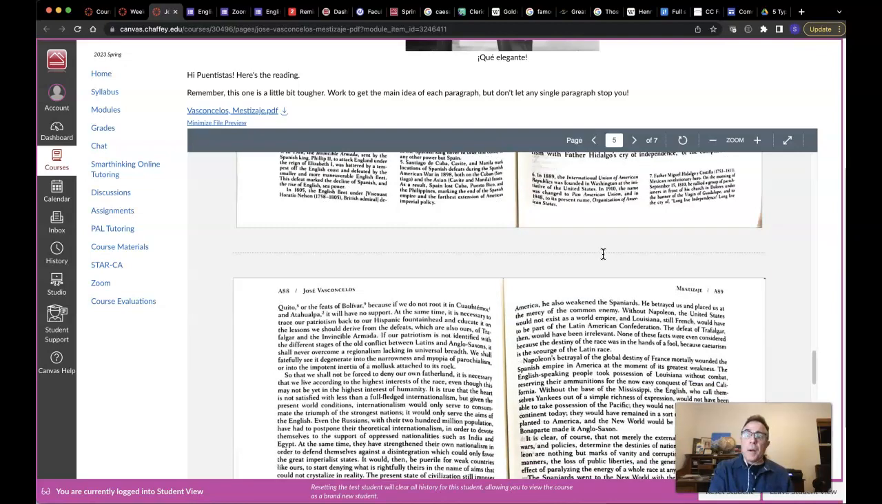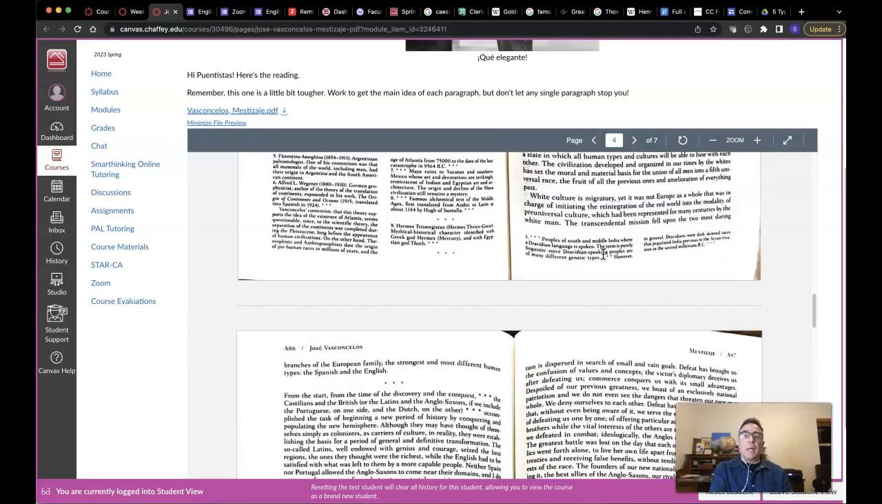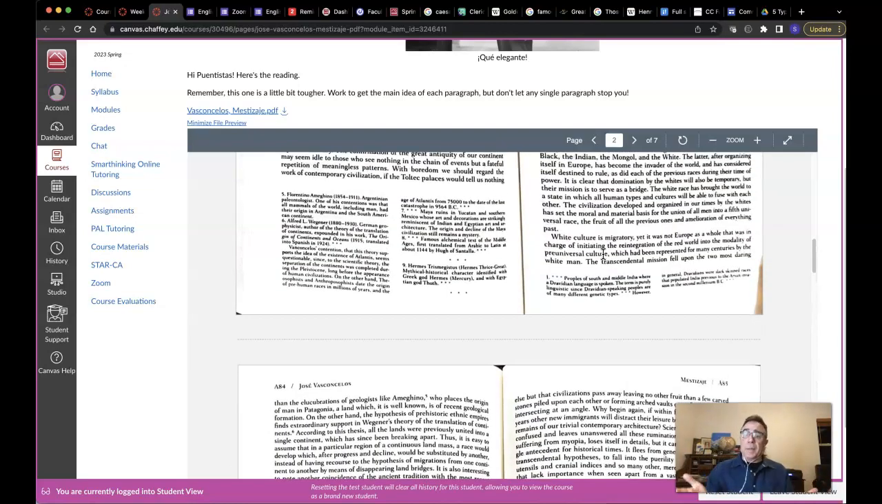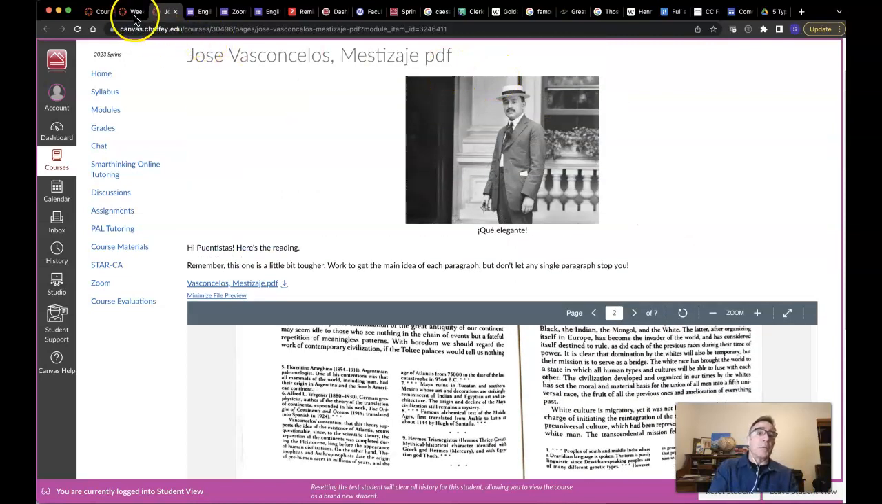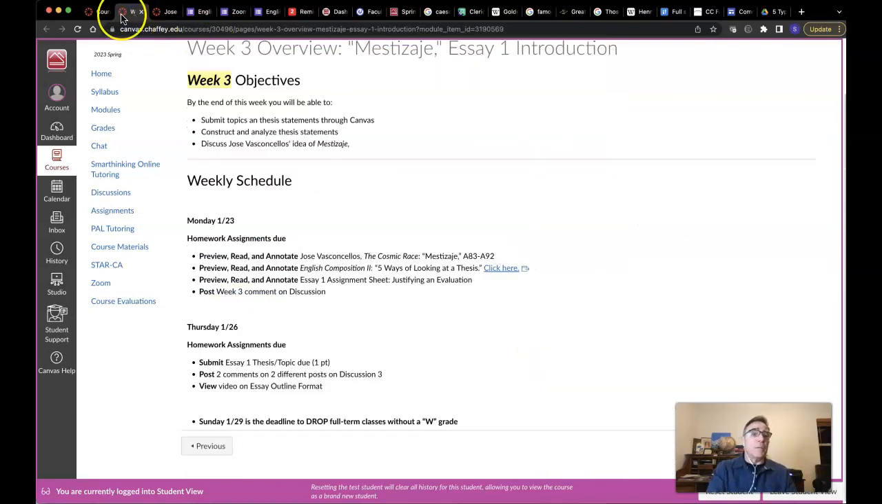So he's talking a lot about race and ethnicity here and what it means to be Latin American, which for most Latin Americans or Latinx people is going to be part European ancestry and part indigenous or native ancestry. So I think it's a really fascinating read. I hope you like it as much as I do.